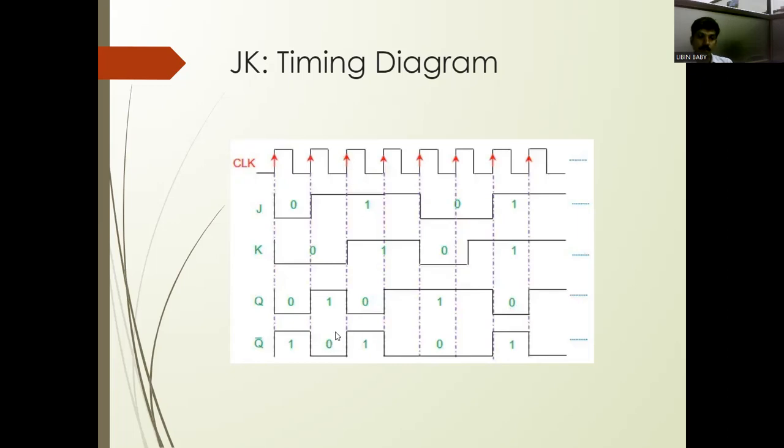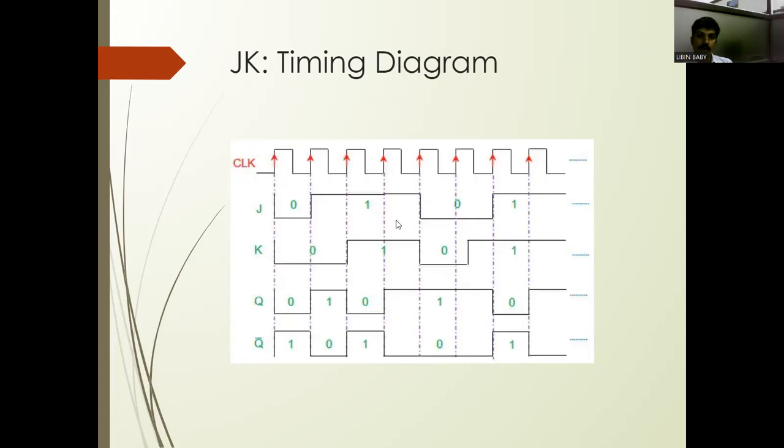So if Q is 1, the complement is 0. At the next clock pulse, again checking the inputs. The input is 1, 1. That means it's a toggle condition. That means the complement of the previous value. The previous value is 1, so here it is 0. Here the previous value is 0, so here it is 1.